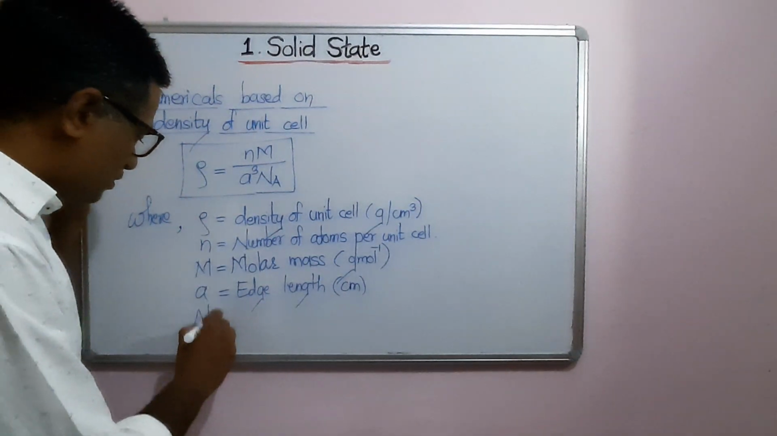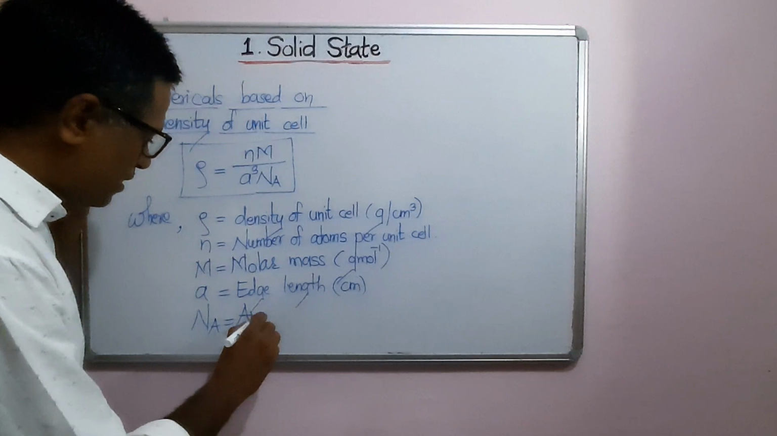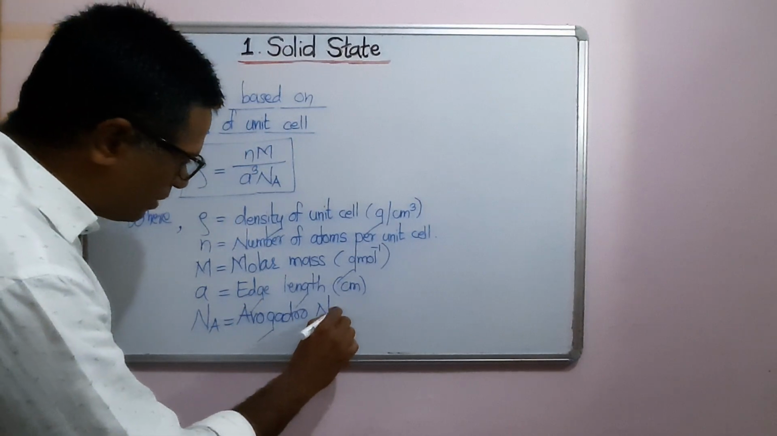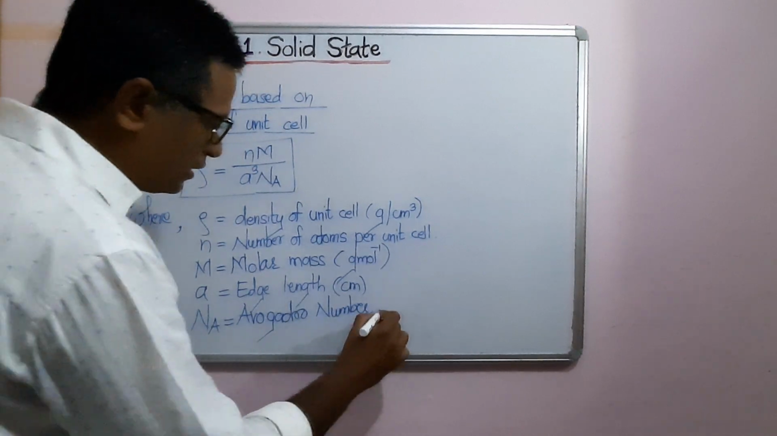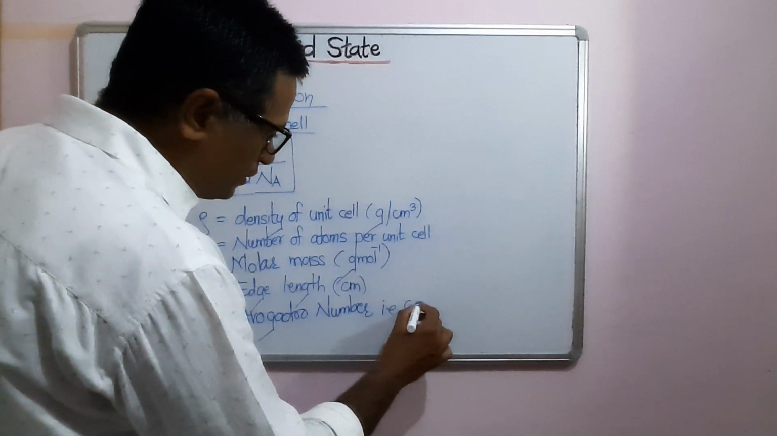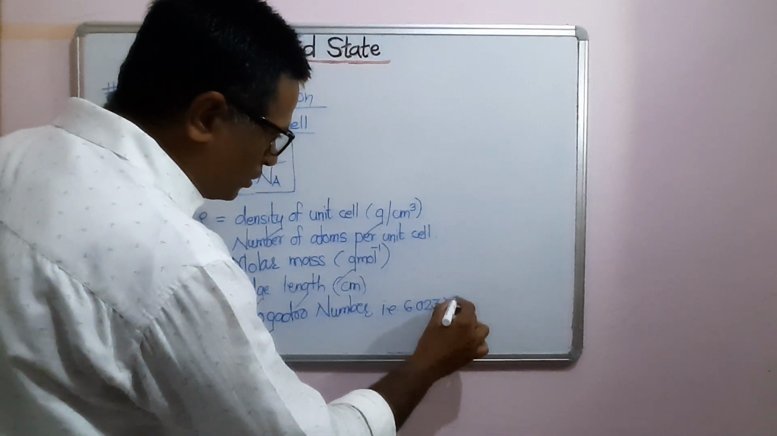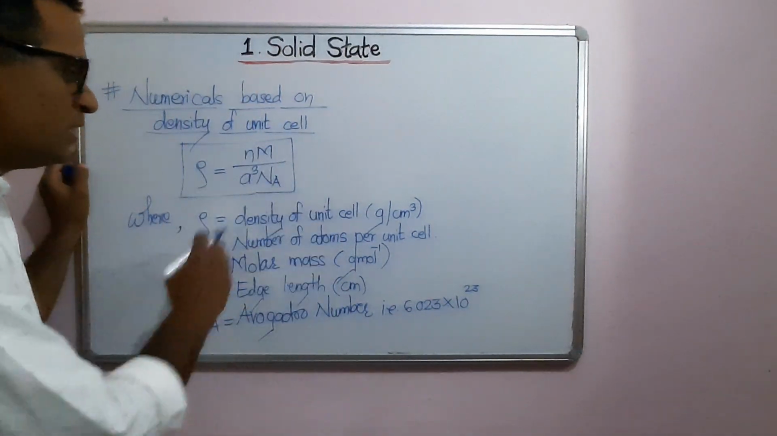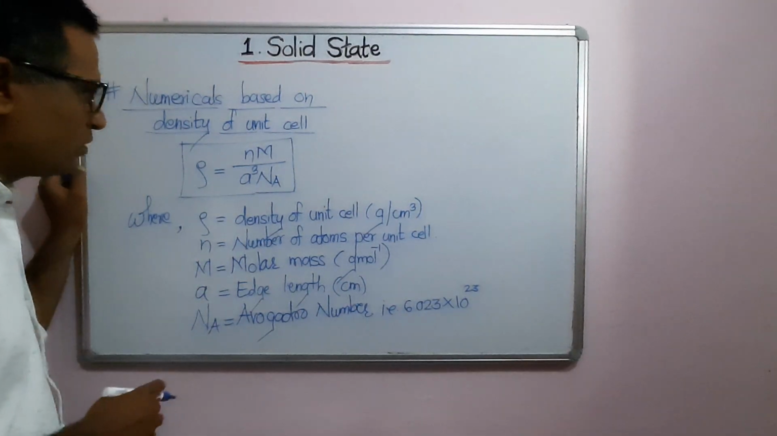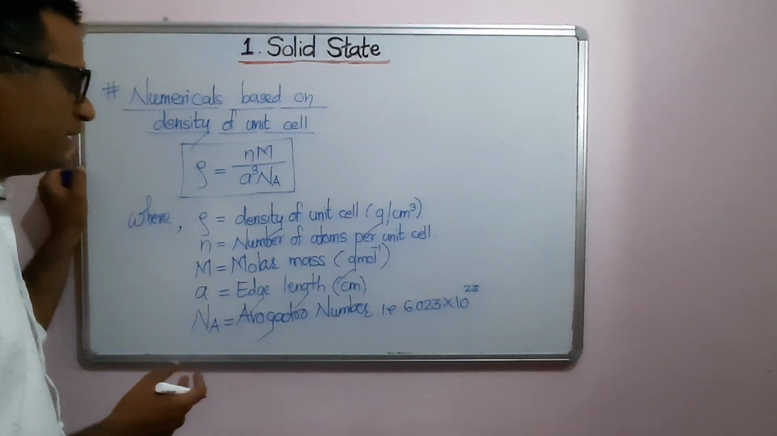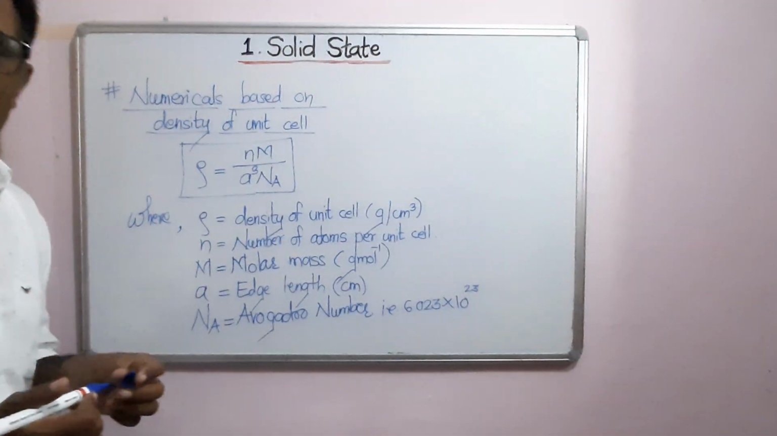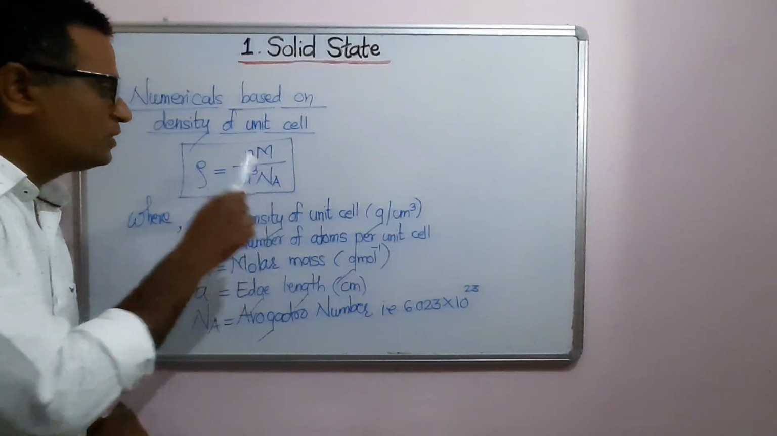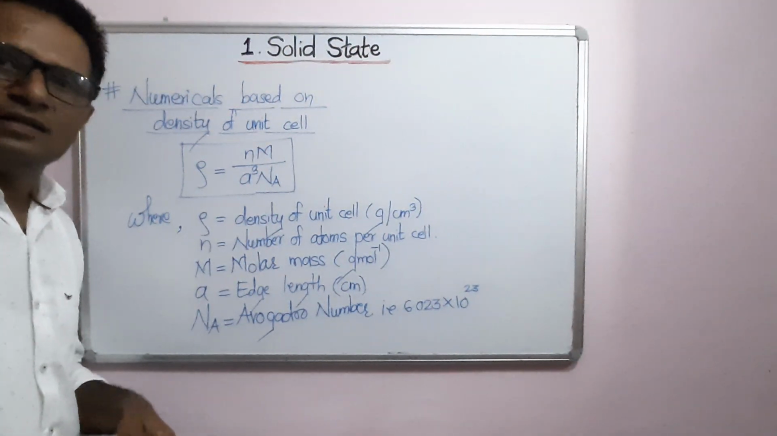And then Na, which is the Avogadro number. Na is called the Avogadro number, and this number is nothing but 6.022 into 10 to the power 23. So once you understand the significance of the terms in the particular formula, then we can solve any problem easily. In the board examination or the entrance examination, any parameter out of these 5 parameters they may ask in the examination.